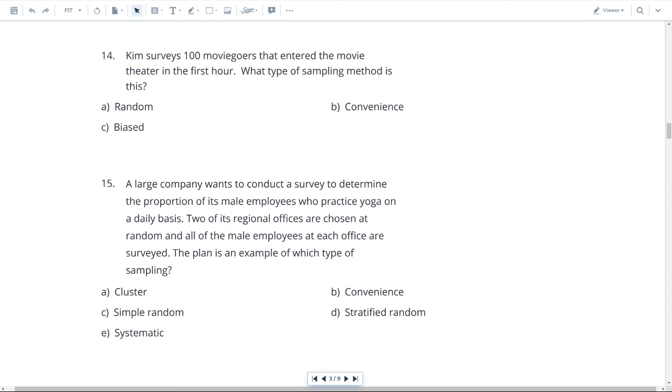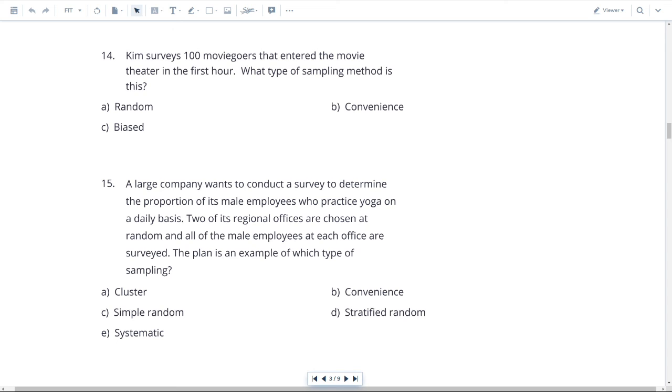Okay. They want to determine the proportion who practice yoga. 2 of its regional offices are chosen at random. So theoretically speaking, each regional office supposedly would be a representation of the population of the company. Each regional office would represent a slice of the company, and the slice would be a good representation of what the whole company looks like. This is an example of cluster sampling.